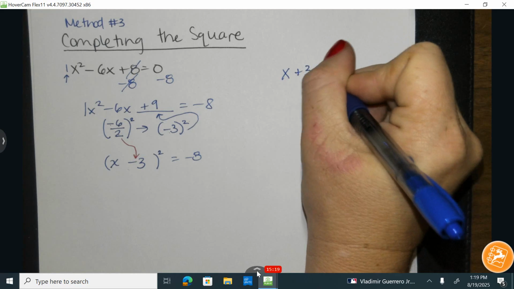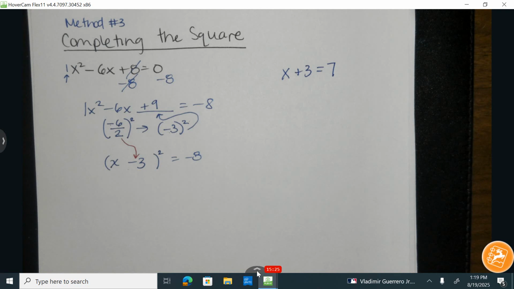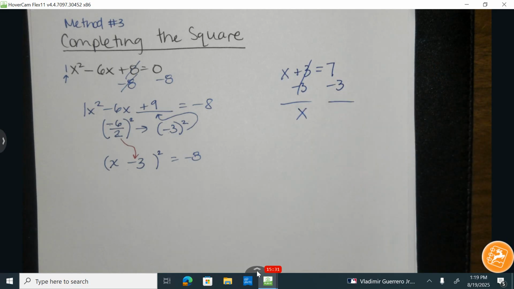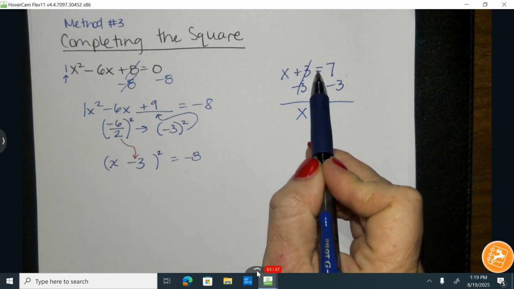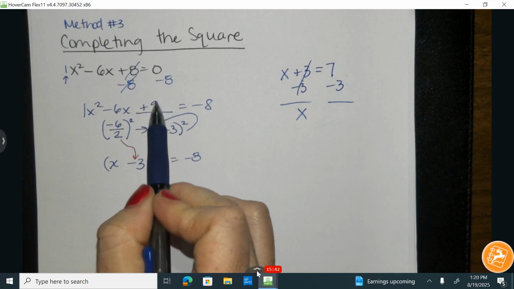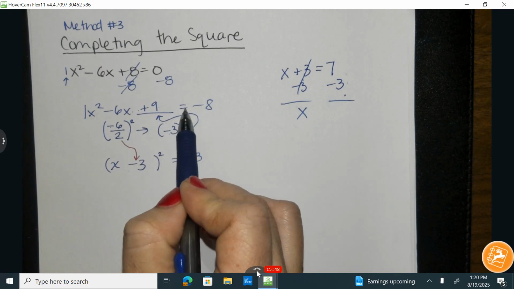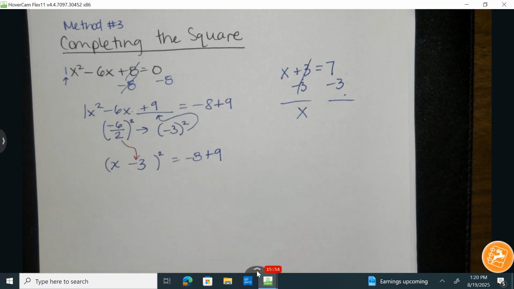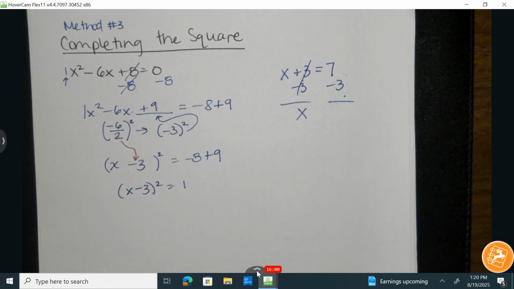If I told you to solve this very simple algebraic equation, all of you would feel confident to say, okay, I'm going to subtract 3 from the left and subtract 3 from the right. Because you've been programmed at this point in your math career that whatever you do to the left, you also do to the right, because you have to keep the equation balanced. Well, here's where I made a mistake. I added 9 to the left, and I forgot to balance it. So whatever value goes here, I have to keep the equation balanced. So I added 9 here. I must add 9 also to the right. Now it is balanced. (x - 3) squared equals positive 1.